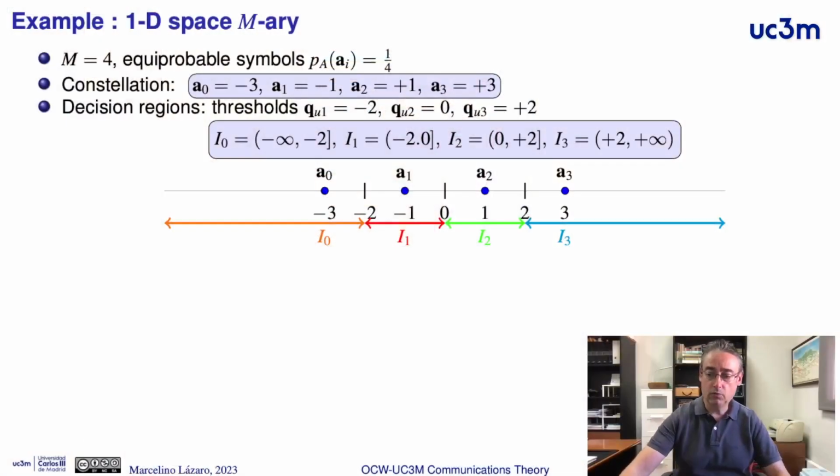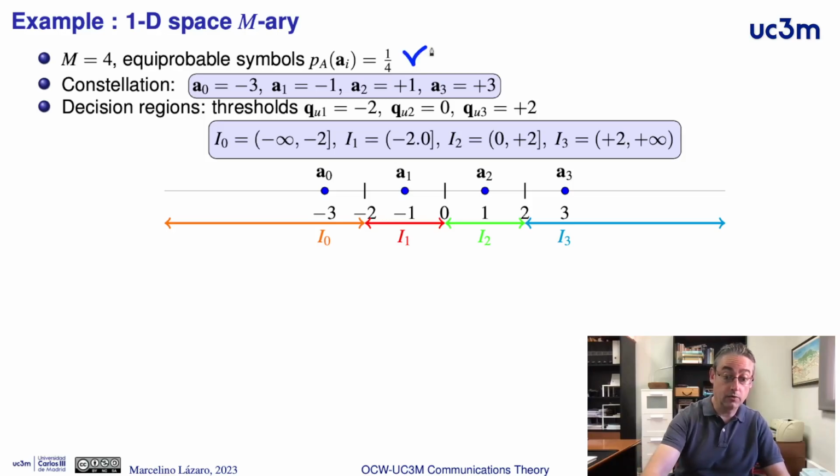In this video, we will see how to calculate the symbol error rate in a digital communication system in one-dimensional input spaces for, in general, M-ary constellations. And we will do this by illustrating how to compute the symbol error rate in a 4-ASK constellation.